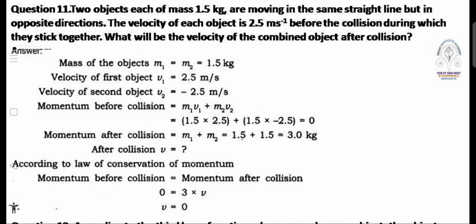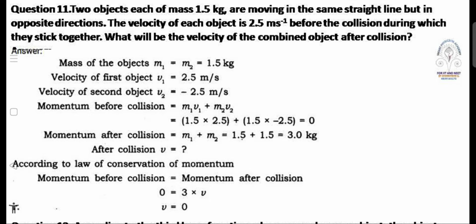Question 11. Two objects each of mass 1.5 kg are moving in the same straight line but in opposite directions. The velocity of each object is 2.5 meters per second before the collision, during which they stick together. What will be the velocity of the combined object after collision?